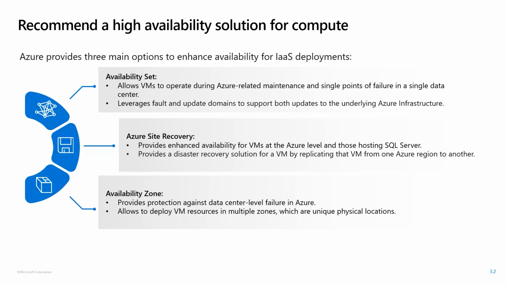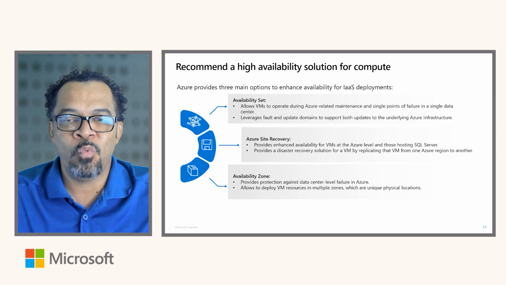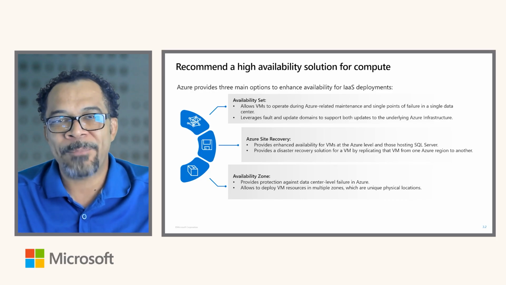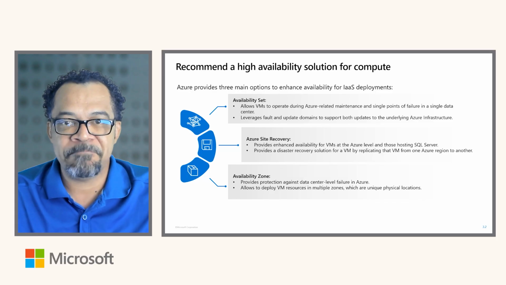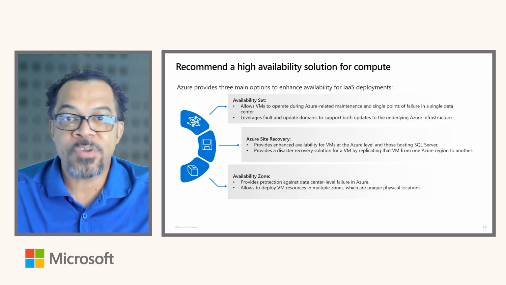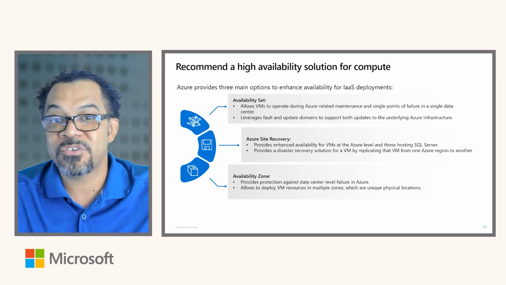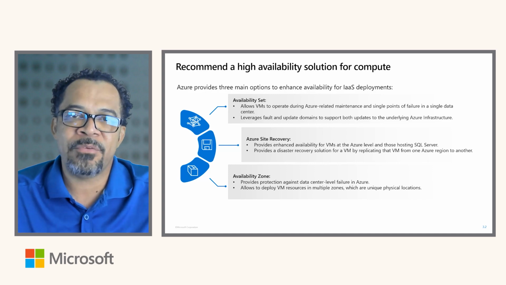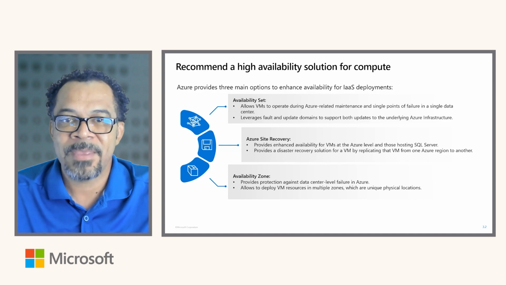Note that Azure provides three main options to enhance availability for IaaS deployments: availability sets, Azure Site Recovery, and Availability Zones. You'll need to know what each one of these does. You'll also want to study what level of protection each provides. If I have a data center failure, which of these solutions will not give me the protection that I need? Which one of these solutions will provide me protection against a regional failure? These are the type of things that you'll need to know for the exam related to this, and keep those features in mind.